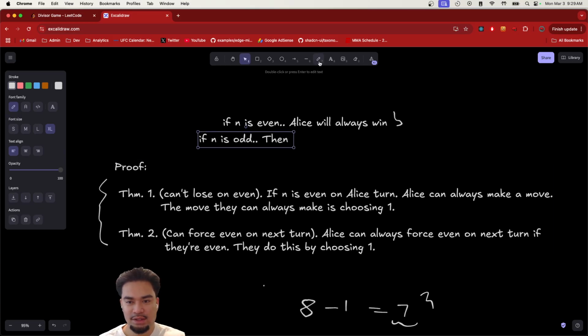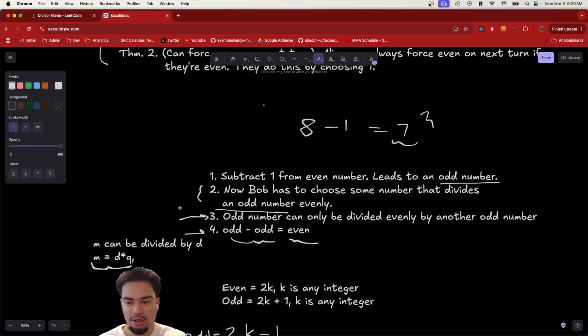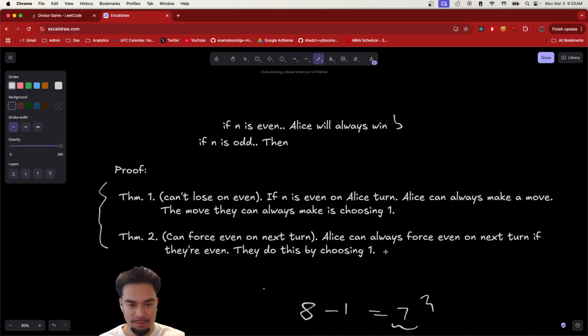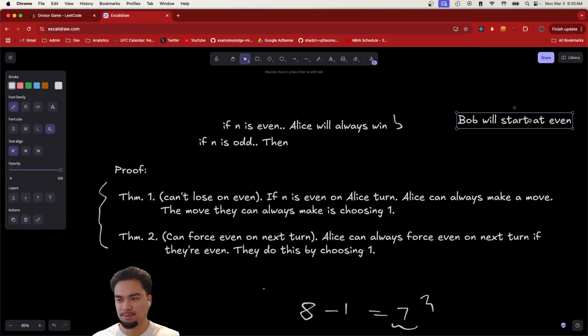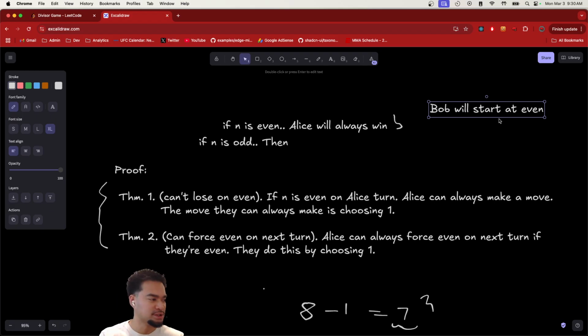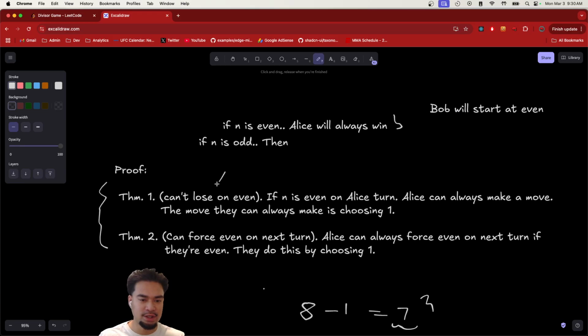essentially Alice, as I mentioned before, has to choose an odd number that can divide that number evenly. So that means Bob will start at even. Since Bob is the one that starts at even first, he can make it so that he can never lose, and then he could always make it so that he gets an even number on the next turn. Let me know if that makes sense.